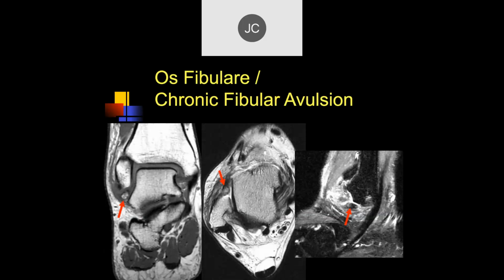So I don't like to think of these as being a normal variant, because I think the vast majority of these are actually non-united avulsed fractures, which tends to be an indication of instability.